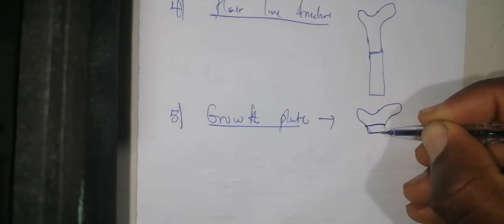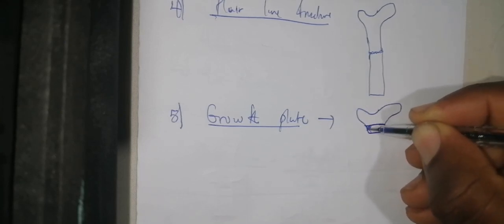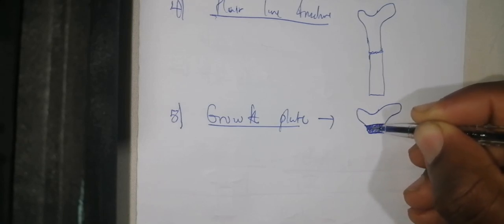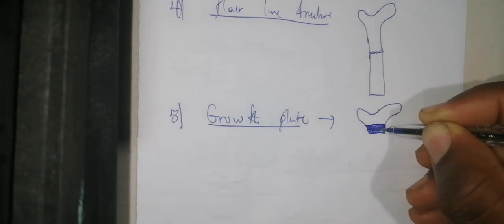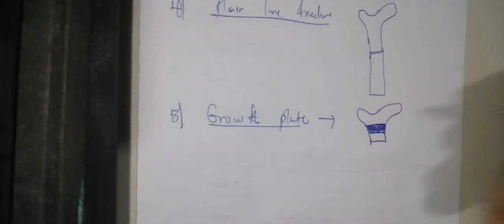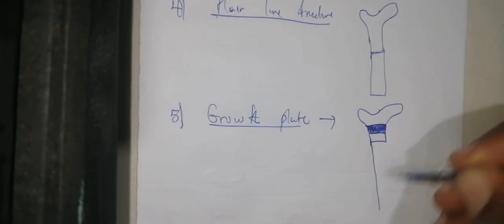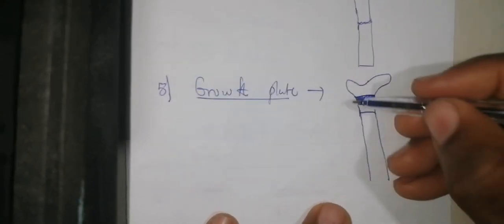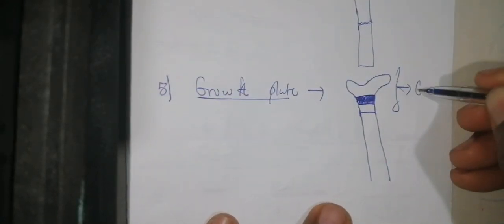Now in the middle, which is darker, is said to be lucency on X-ray. Is it clear? In the middle, which is darker, is the physis, and below, which is whiter, is the metaphysis, and then later on you are going to have your diaphysis down here. That is how the growth plate is. All this is called your growth plate.